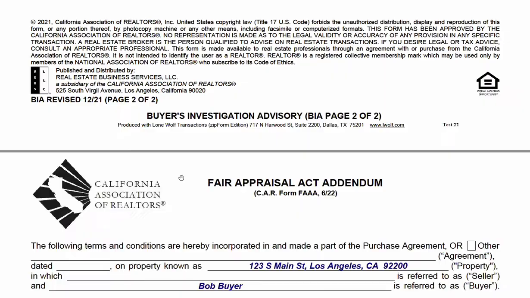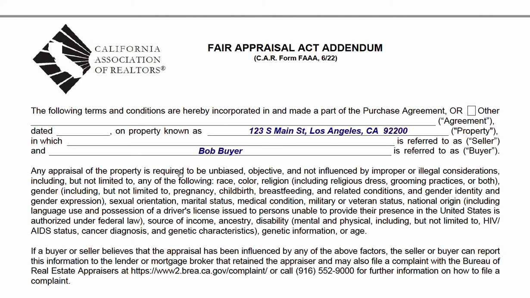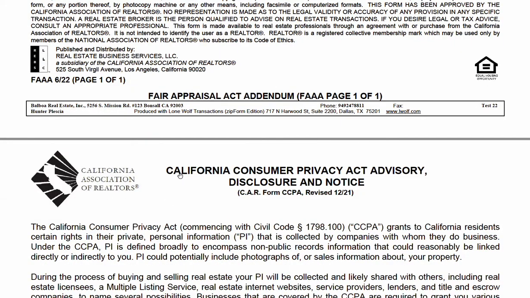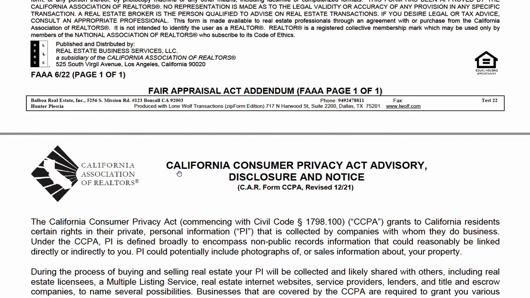Two-page form. Fair Appraisal Act addendum. California Consumer Privacy Act advisory disclosure and notice.